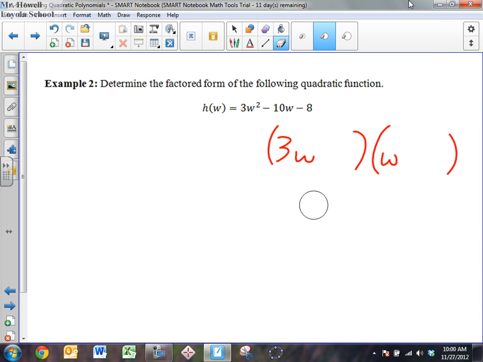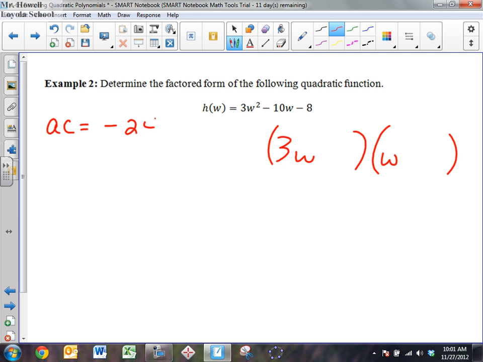So what we want to do really is develop a technique that allows us to always get the answer. And it's called the AC method. And that's what I think I called it before. I don't know what it's actually called. So tell me what AC is. So A is 3. Good. And C is negative 8. So AC is? Negative 24. Okay. What is B? B is negative 10.